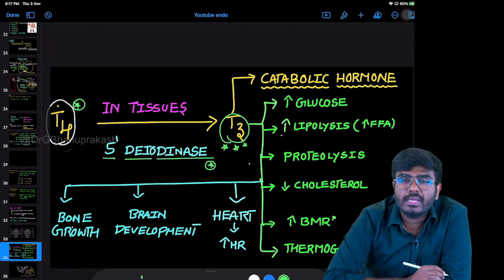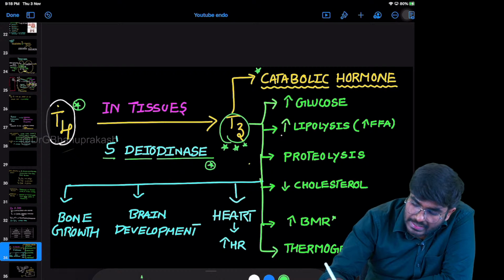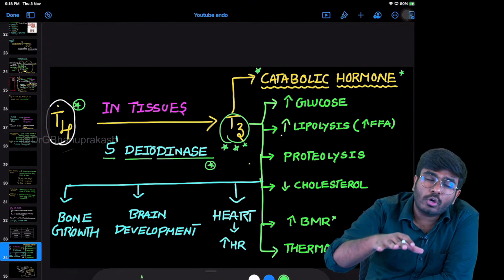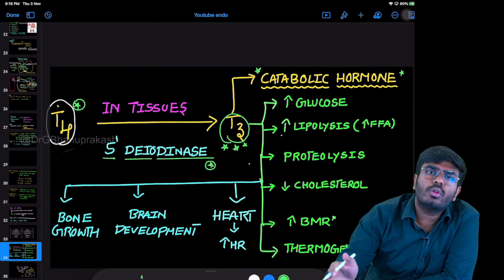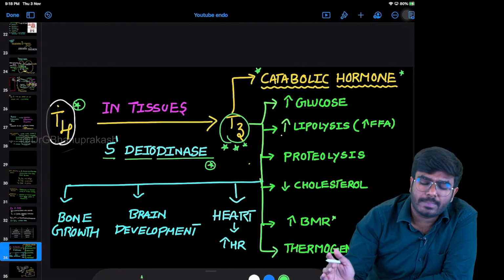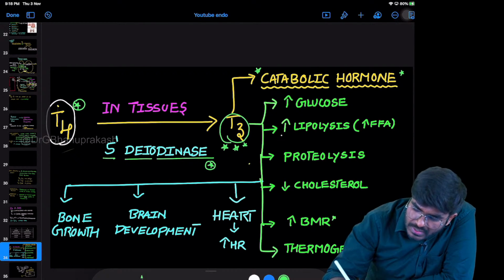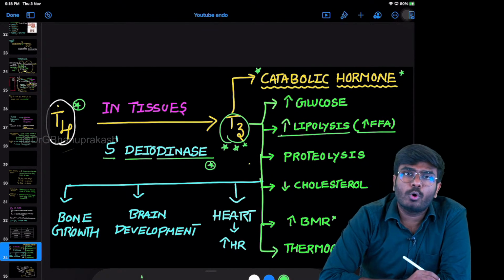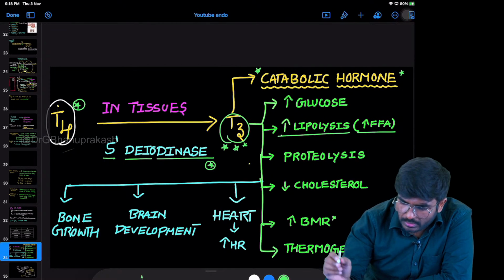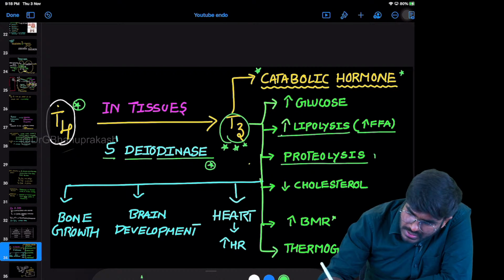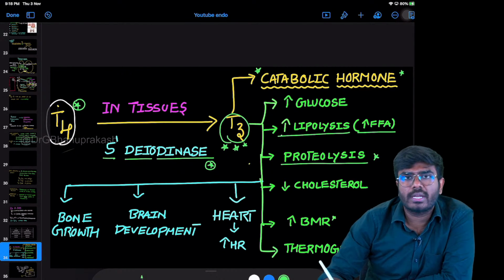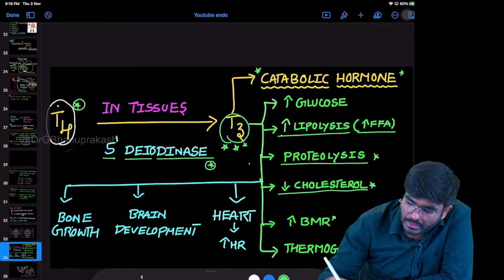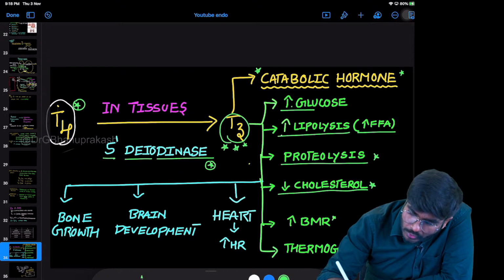Now what is this T3 doing? I have already explained to you, it's a catabolic hormone. It destroys everything. Whatever it comes into contact with, it will cause destruction: lipolysis, proteolysis, glycogenolysis, everything lysis. It acts on lipids, causes lipolysis. Lipids are getting broken down. It acts on proteins, causes proteolysis. Proteins will be broken down. And it decreases the blood levels of cholesterol. And this thyroid hormone increases the glucose.